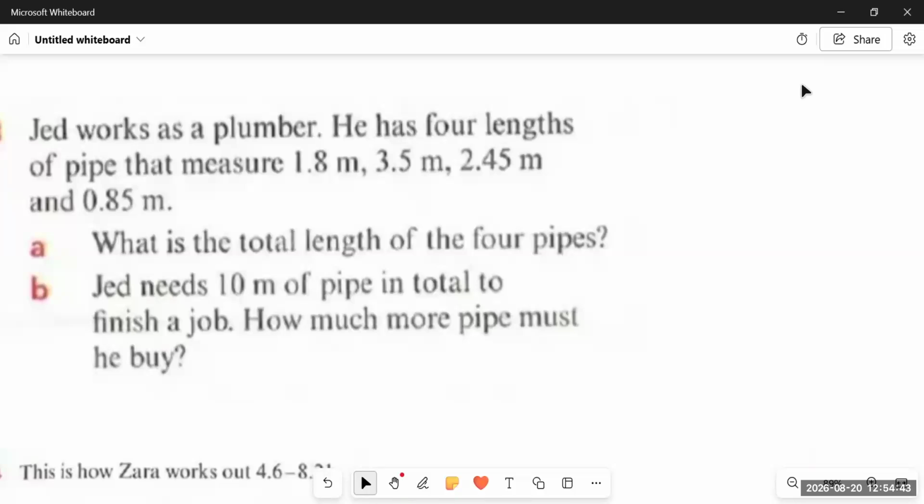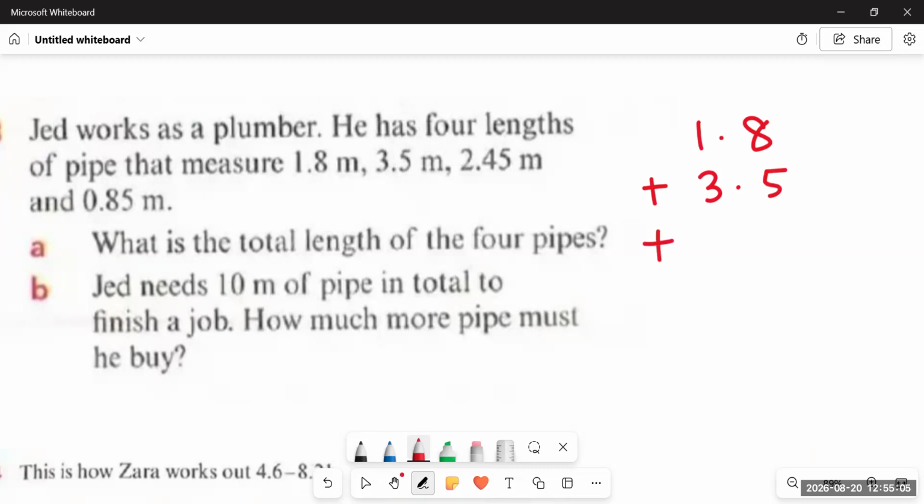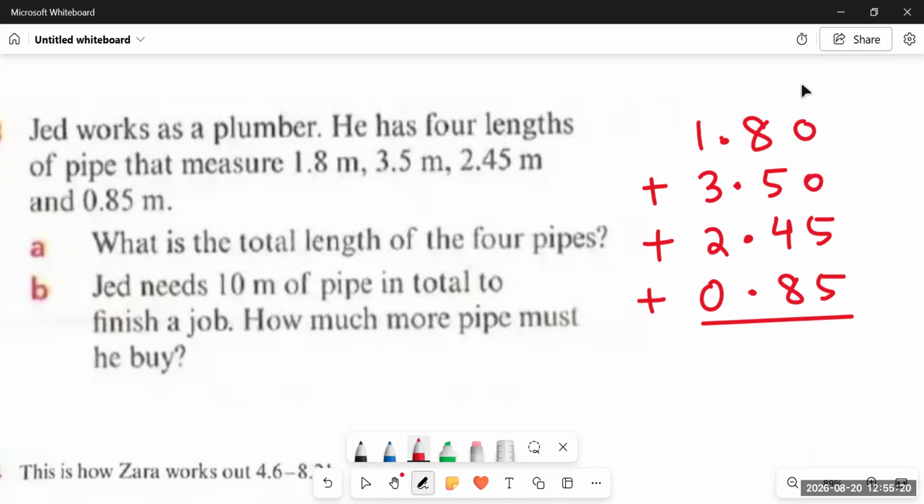Now, next question says Jed works as a plumber. He has four lengths of pipe that measure 1.8 meters, 3.5 meters, 2.45 meters, and 0.85 meters. We have to find out the total length of four pipes. So we'll simply keep them all in one line and add them up. 1.8 plus 3.5 plus 2.45 plus 0.85. Keep them all in one line, but make sure the decimal comes below decimal. Here we do not have the 100th digit, so let's put 0 to make our calculations easier.